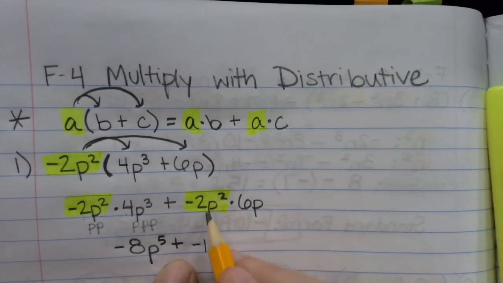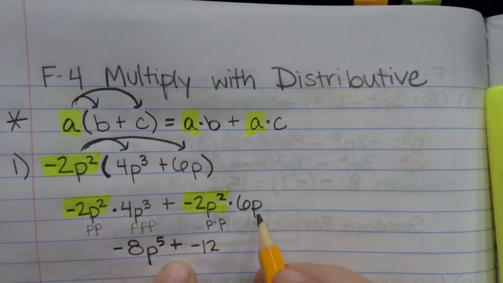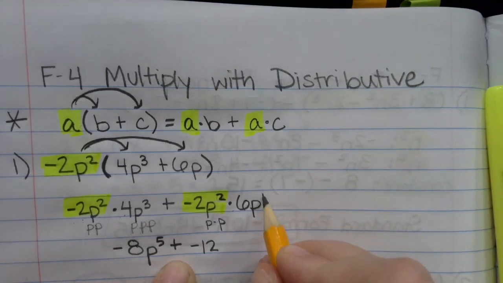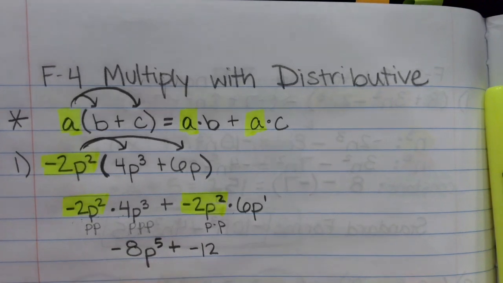How many is p squared? That's p times p, good. And if I have just p, what's the exponent of just p? Oh my gosh, you guys must have had a really good math teacher that taught you really well.